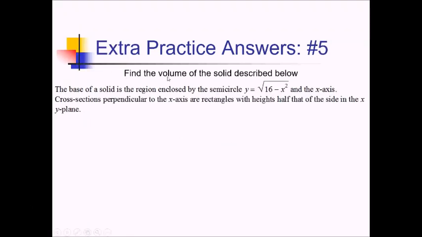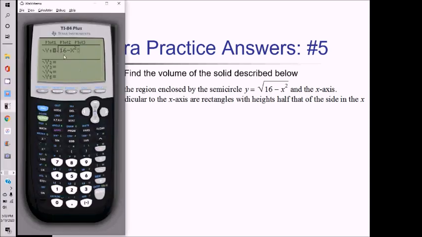For this problem, I want the volume of the solid whose base is the region enclosed by the semicircle here and the x-axis. And our cross-sections perpendicular to the x-axis are, this is kind of special, rectangles with heights half that of the side in the xy plane. Let me start by putting this in my calculator and seeing what the base region looks like. So I've got this entered in my y1. Let me do zoom 6 here. So there's our semicircle, and we have rectangles coming out of this thing.